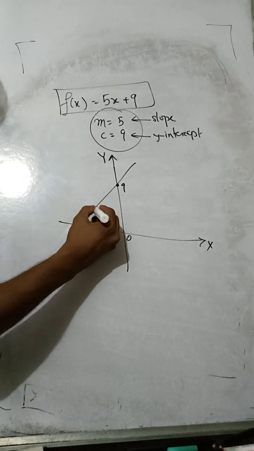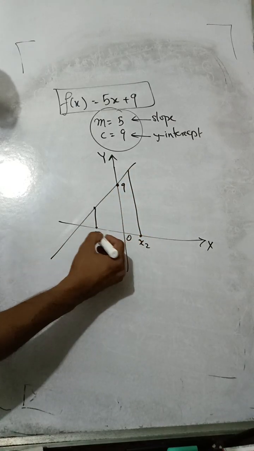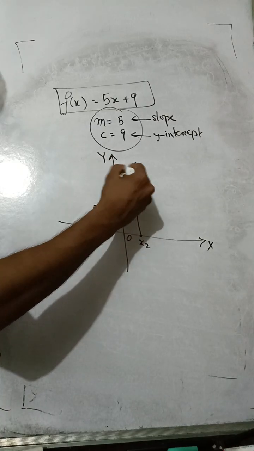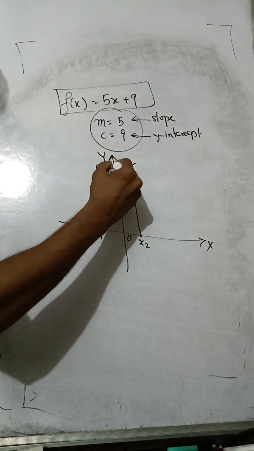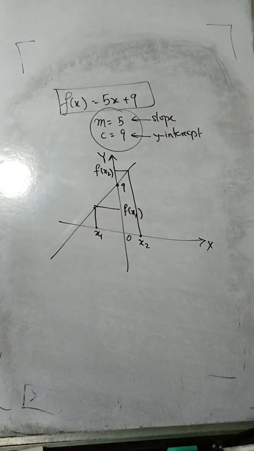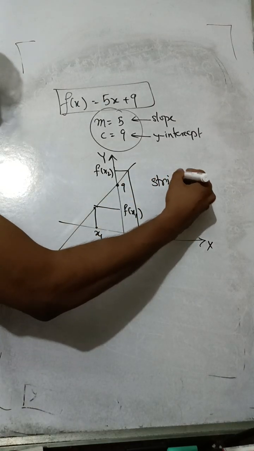Now if you take any 2 points on the x-axis, like x2 and x1, if x1 is less than x2, f(x1) will always be less than f(x2), always. So this is a strictly increasing function.